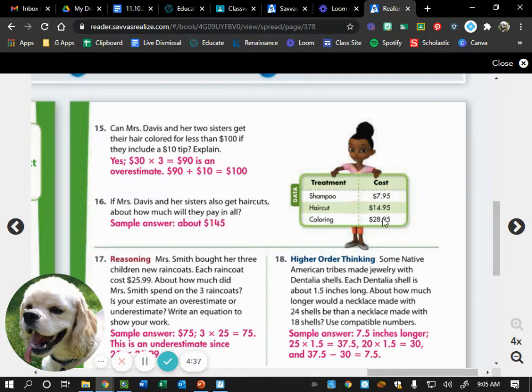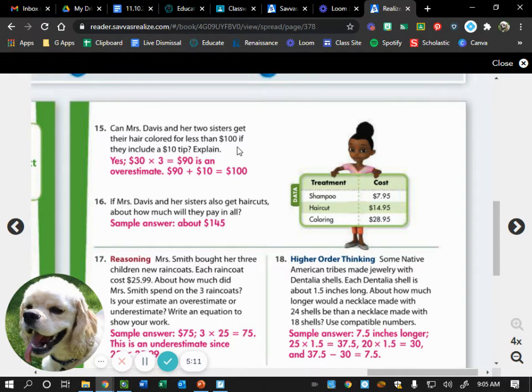Now, how many of you rounded that to $30? How many of you rounded hair coloring to $30? Okay, did anyone round it to a different number? I rounded it to 29. Okay, so you rounded it to 29. Anyone else round it to 29? Okay, so around $29. Now, if we take 30 times 3, that would get us 90. And so if you took 29 times 3, then you probably got 87.